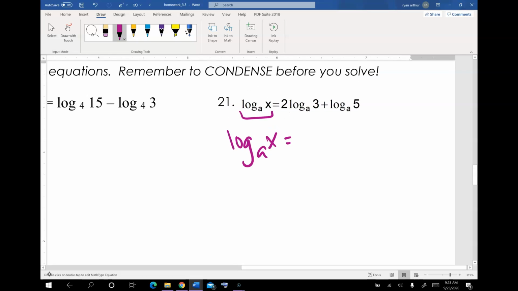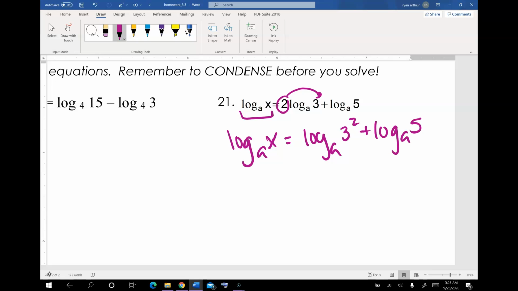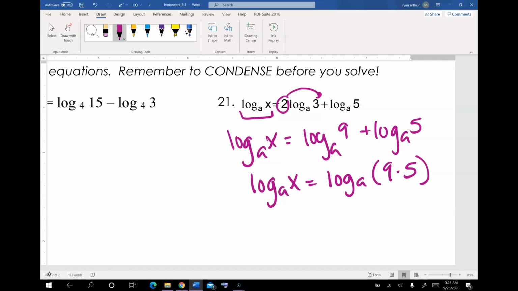So before you can condense, you have to turn that number in front into an exponent. So now I have log base a of 3 squared plus log base a of 5. Well, what's 3 squared? 9. So we're going to replace it with 9. Now, I'm adding two logs, so when you add two logs, you're going to multiply the inside, and I will have 9 times 5. Well, what's 9 times 5?